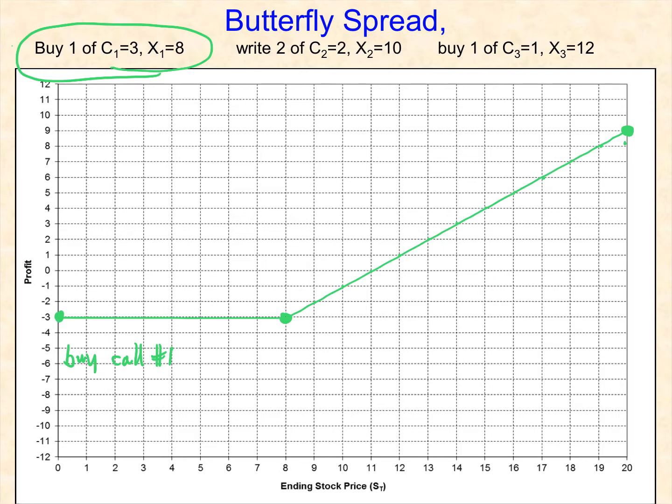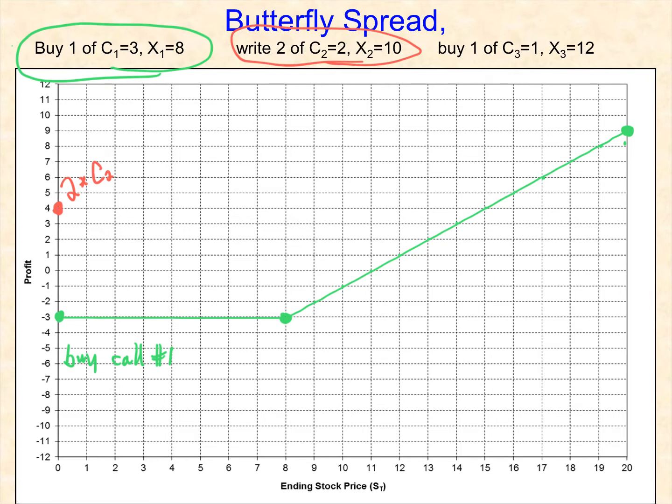For the second call, we're going to write 2 of those. I'll use the red pen to denote writing options. Now, we need to be a little careful here. The option has a premium of 2, but we're going to write 2 of those options, and so we get 2 times 2. We get $4 in premiums when we write 2 options. So that's 2 times C2.